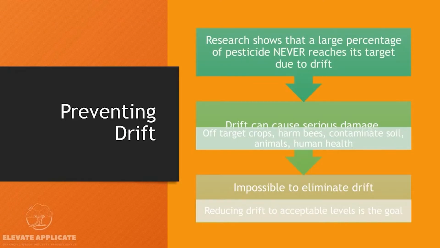How do we prevent drift? Well, the research shows that a large percentage of pesticide never reaches its target due to drift. Drift can cause serious damage, off-target crops. It could harm bees, contaminate soil, animals, human health. It's impossible to eliminate drift. And that's kind of one of those things where you think about it and it's like, yeah, it's pretty much impossible. Even if it drifts a foot, it's still drifting, right? But we can reduce drift down to acceptable levels. You don't want something to drift into the neighbor's yard, but if it drifts over a foot and it's not going to damage anything, well, then I would suppose that would be acceptable.